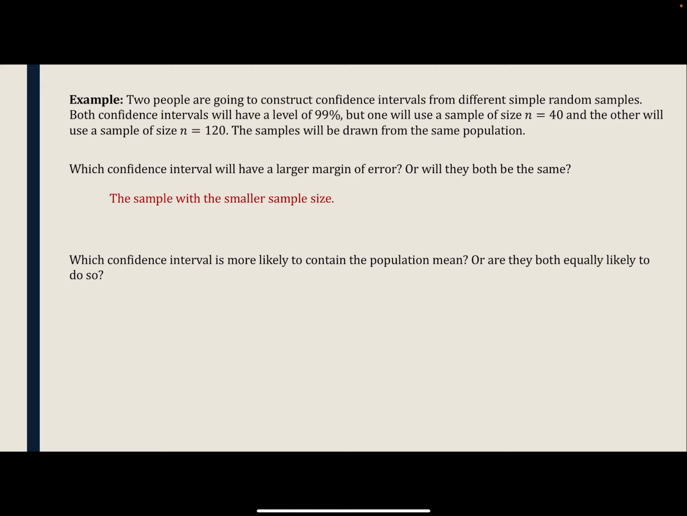Which confidence interval is more likely to contain the population mean? Or are they both equally likely to do so? So regardless of the sample size, you'll still be 99% confident that the population mean is within the interval that you found. You'll just have a smaller interval with a size of 120 than if you have a sample size of 40. So they're both equally likely to contain the population mean.